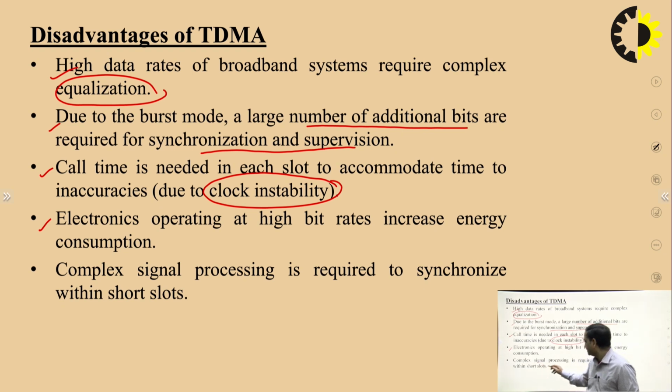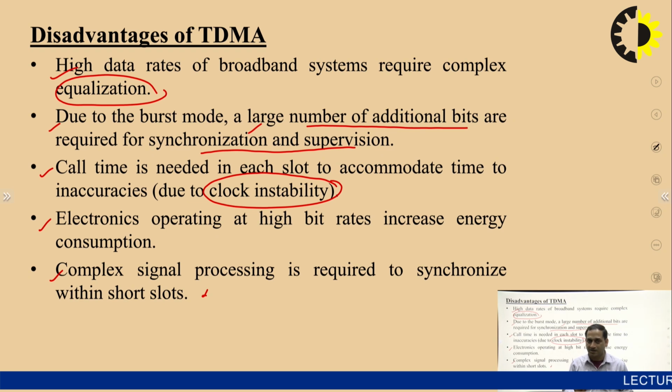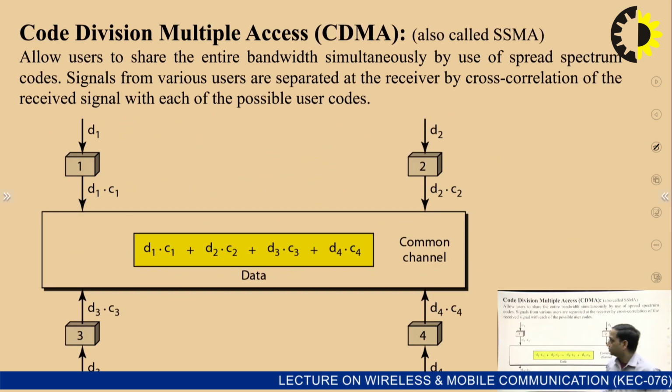Complex signal processing is required to synchronize within the time slots, as we have just discussed about the synchronization part. Synchronization is a very important part of the TDMA system, which must be maintained stable between the transmitter and the receiver. If there is a lack of synchronization, the receiver will not receive the dedicated data streams. Okay, so next is the code division multiple access technique.